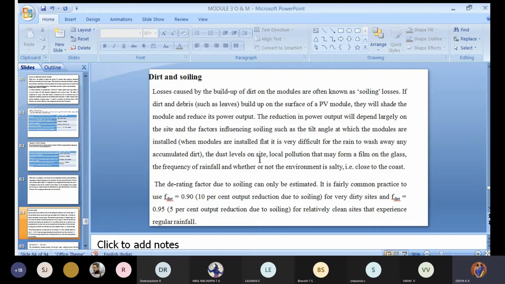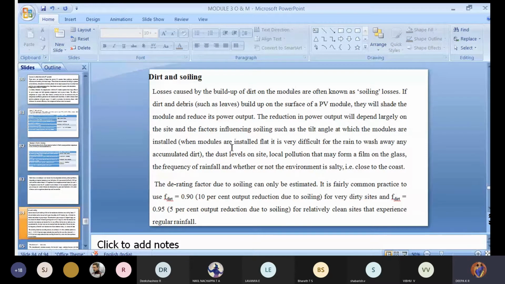Then there is the dust level on site, and local pollution that may form a film on the glass. You also have to think about the frequency of rainfall. Place-wise or region-wise, it differs. In Bangalore itself, near our college we get rain, but if you go near Unsamanali you do not get rain. Within a small distance of 3-4 kilometers we find so much difference. That is all environmental. We also have to consider how many months rain happens, whether it is a rainy area or a desert area. All these parameters have to be considered for dirt and soiling conditions.